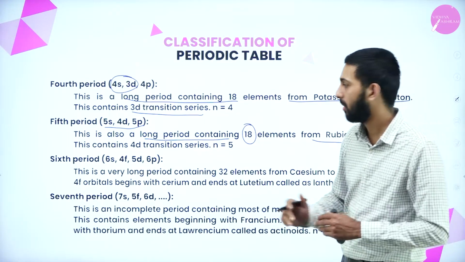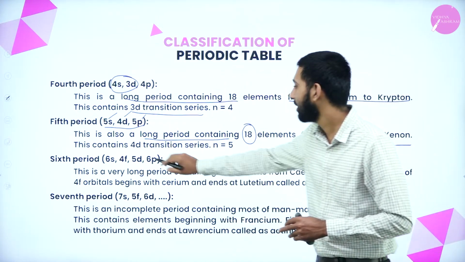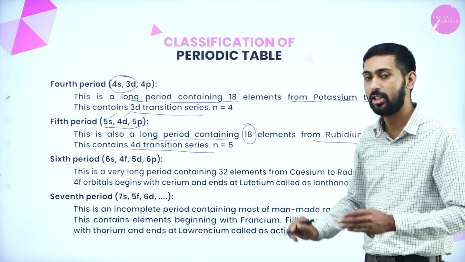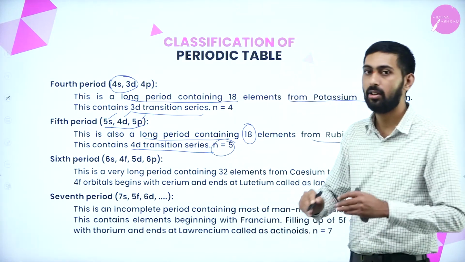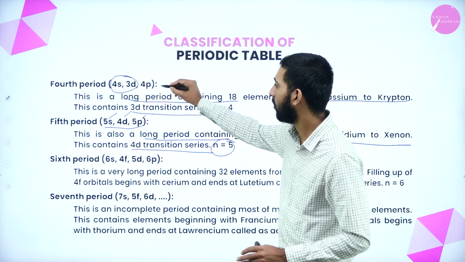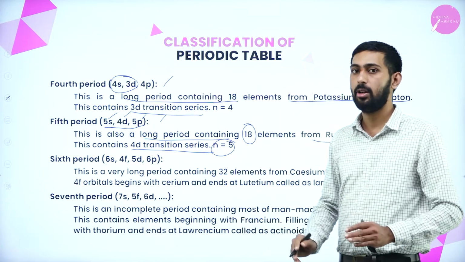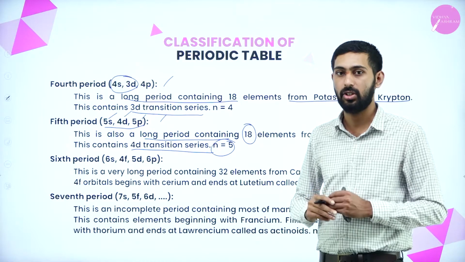It has which orbitals? 5s, 4d and 5p. And this is called the 4D transition series. This is also the 4D transition series when n is equal to 5 and it will have 18 elements. We should know this. The fourth and fifth periods will have 18 elements and they are called the 3D and 4D series of transition elements.